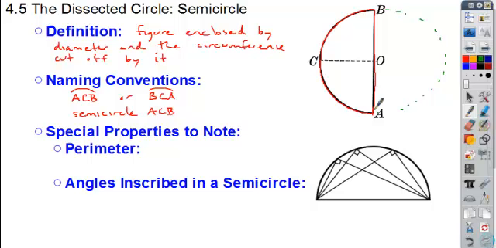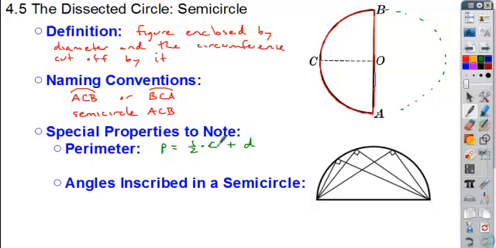All right, as far as the special properties are concerned, the perimeter of a semicircle you can identify. Is the perimeter of a semicircle going to be half that of a corresponding circle with the same radius or diameter? No, because that would be the curved portion of it, right? But then we also have to add in this straight segment, this diameter. So a perimeter is going to be made up of both the curved portion, which is half of a circumference, plus the straight portion, which is a diameter.